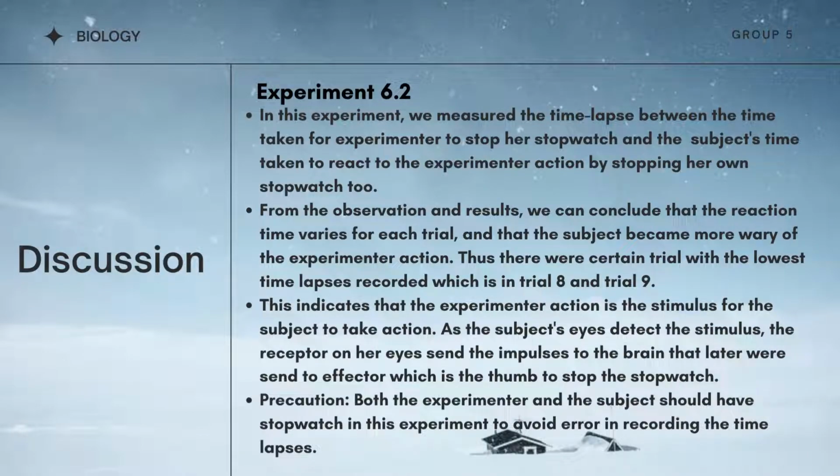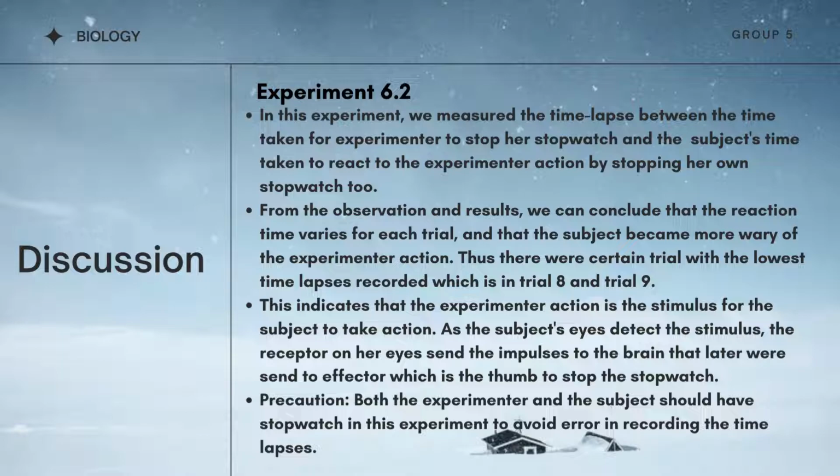Next, in experiment 6.2, we measured the time lapse between the time taken for the experimenter to stop her stopwatch and the subject's time to react to the experimental action by stopping her own stopwatch too. From the observation and results, we can conclude that the reaction time varies for each trial and that the subject became more wary of the experimental action. Thus, there were certain trials with the lowest time lapse recorded, which are trial 8 and trial 9. This indicates that the experimental action is the stimulus for the subject to take action.